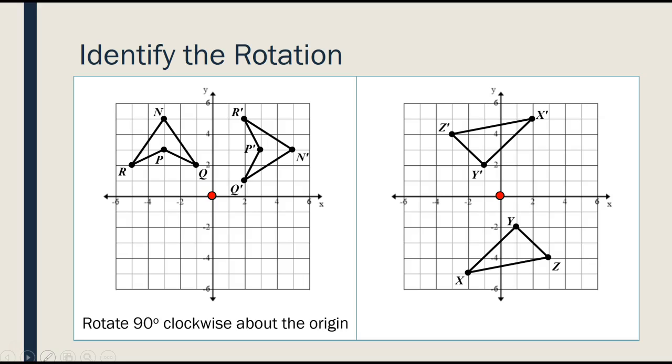Trying to imagine the lines as I connect the image to the pre-image. It looks like those are all 180 degree angles, so we're rotating 180 degrees about the origin. And it does not matter direction. 180 degrees, clockwise or counterclockwise, will result in the same picture. So the correct answer would be rotate 180 degrees about the origin.